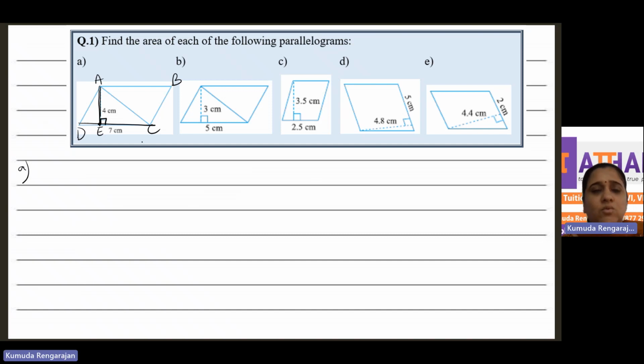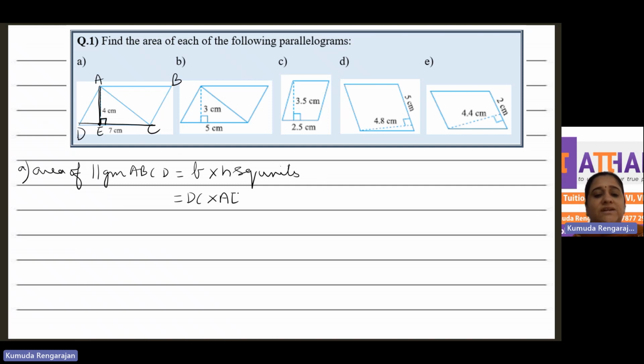Give any name to the quadrilateral: ABCD, MNOP, PQRS, whatever. And now you must say, area of parallelogram ABCD is equal to base into height, square units. That is equal to DC into AE.